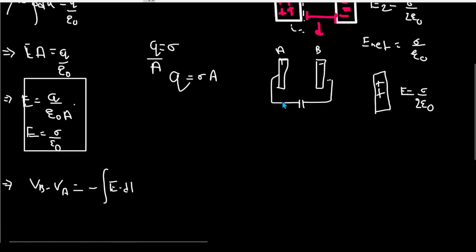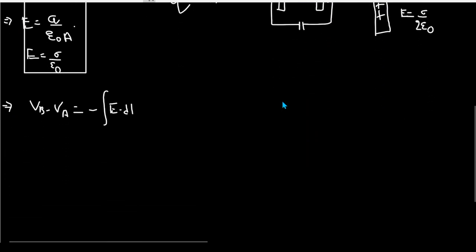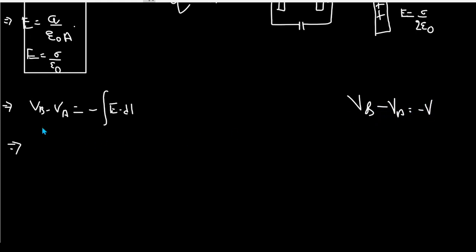Now, there is a distance d between the plates, remember. VB minus VA should be negative, obviously, because VB is of the negative plate and VA is of the positive plate. VB is less than VA. VB has a lower potential than VA. It means it should be negative V. So here I'm going to write down what I said, that VB minus VA should be negative of some V.